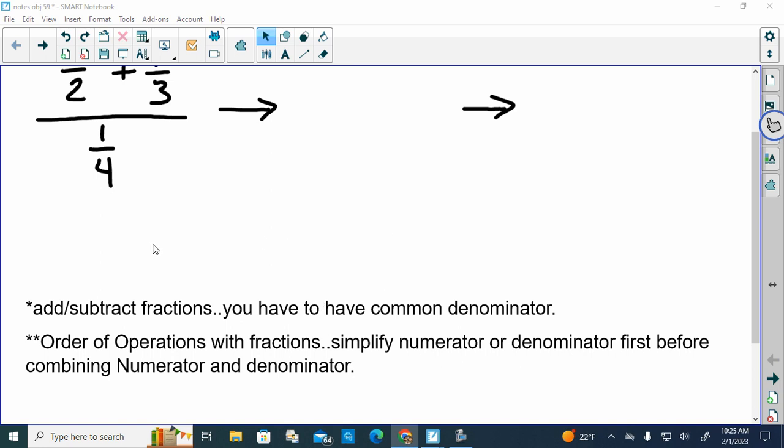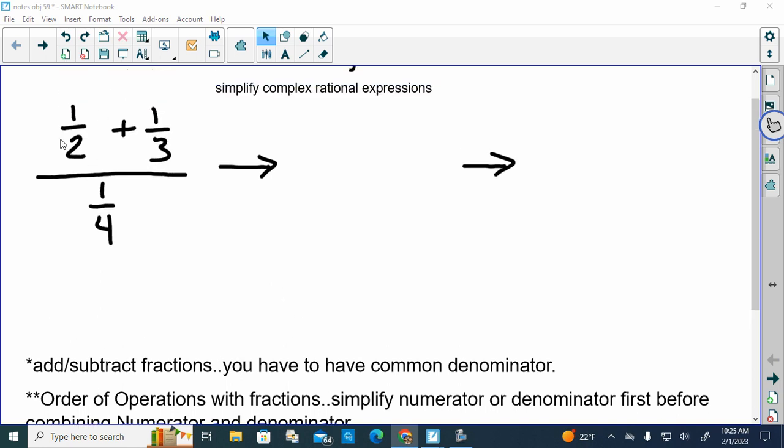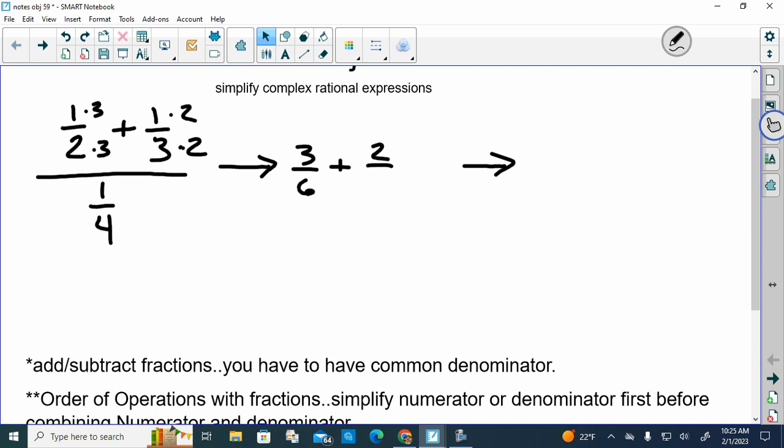Following our steps, adding or subtracting fractions, you have to have common denominators. In this equation, we have an add and a subtract. We do not have common denominators, so we need to do that first. The common denominator is going to be 6. So I would multiply this one by 3, and we learned that whatever we multiply the bottom by, we've got to multiply the top by. And the same thing here, this would be 2. Now we have 3 over 6 that I'm adding to 2 over 6.